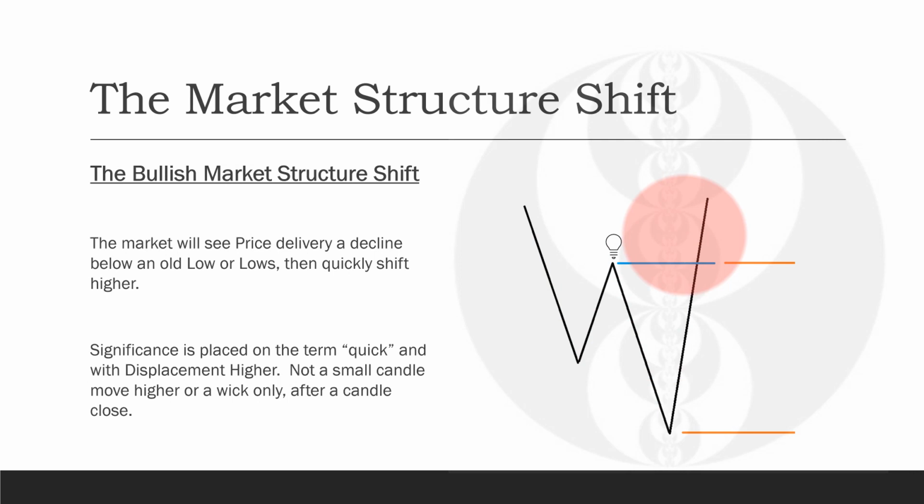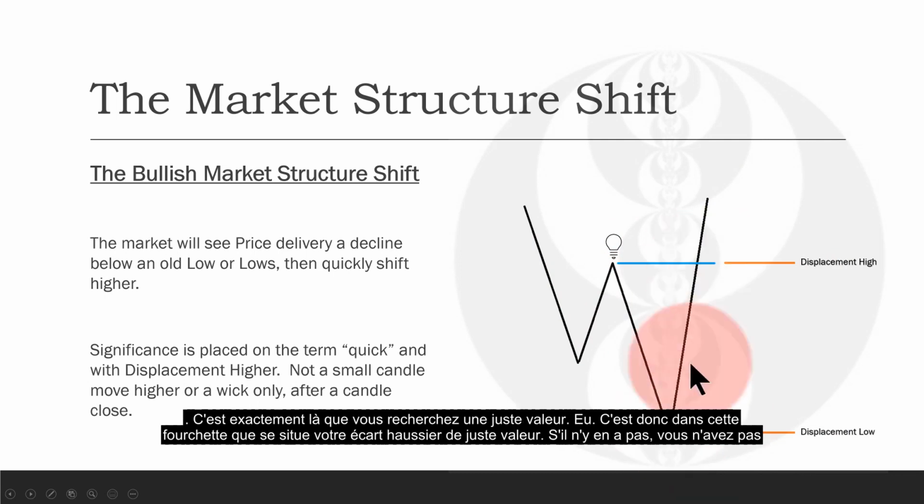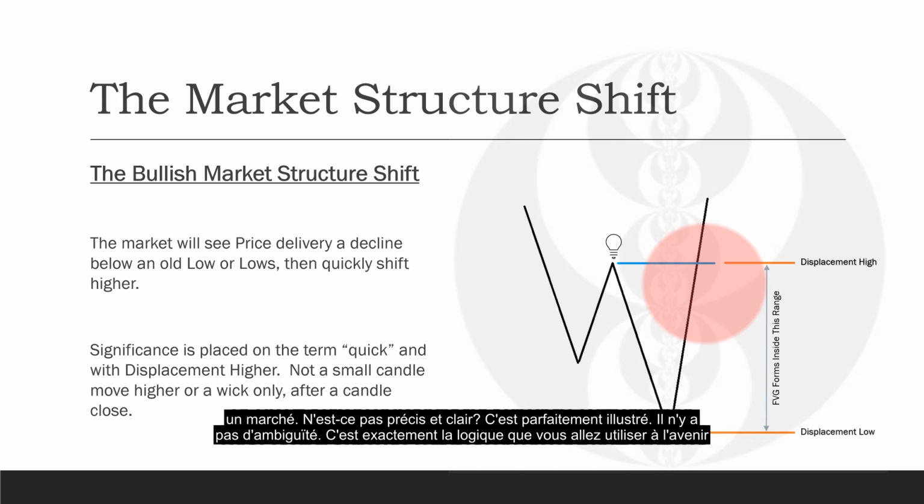Where does that reside? Between the displacement high and the displacement low. In between, right before the market structure is broken bullishly, and the low that ran into the sell stops, that is your range. This is exactly where you're looking for a fair value gap. So in that range, that's where your bullish fair value gap resides. If there isn't one there, you don't have a trade.